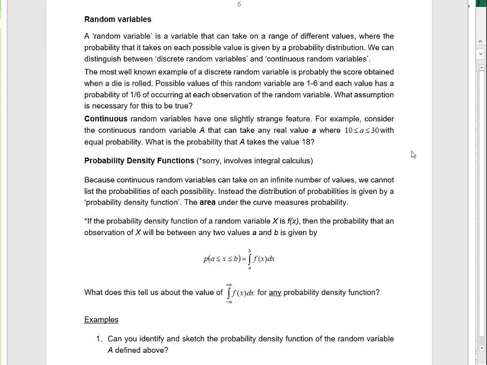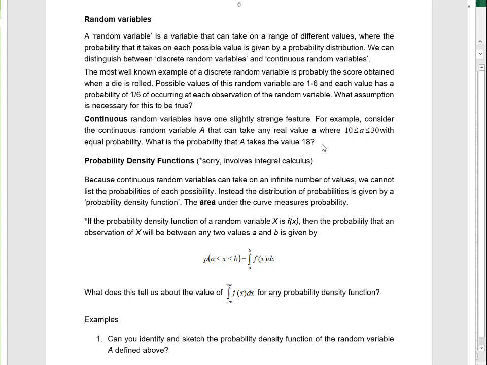Continuous random variables have a slightly strange feature. Take a simple example, a continuous random variable that can take any real value a, so any numeric value a, where a is greater than or equal to 10 and less than or equal to 30 with equal probability. So question for you is, if you understand that situation, what's the probability that on any one instance of this, like when you throw a dice, you choose a value of a, what's the probability that a takes the value 18? Okay, have a think about that.